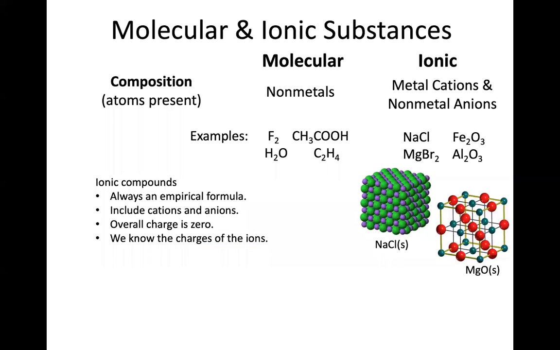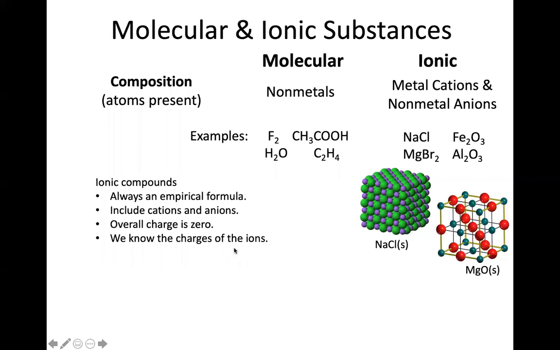When we have an ionic compound, it's always being written as the empirical formula. The empirical formula is the simplest whole number ratio for the parts that are present. Ionic compounds are always written using an empirical formula. Ionic compounds include a cation and an anion, and the overall charge ends up being zero. The overall charge from the cations equals the overall charge from the anions.